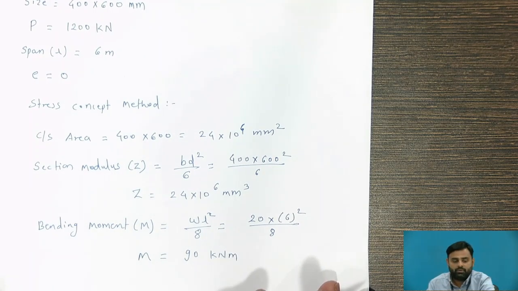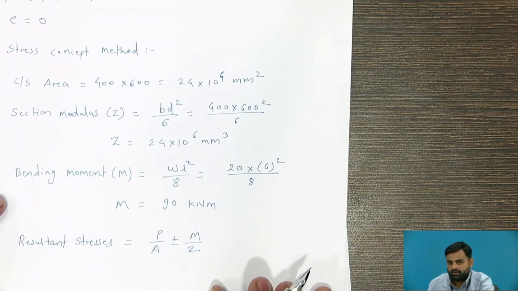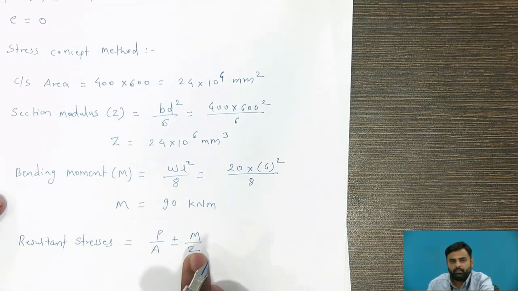This is the value of bending moment. So after the calculation of bending moment, we know the formula for the resultant stresses. The resultant stresses can be calculated as P by A plus minus M by Z.